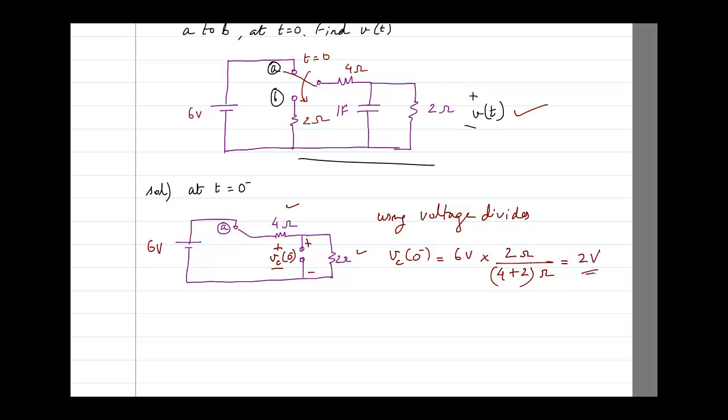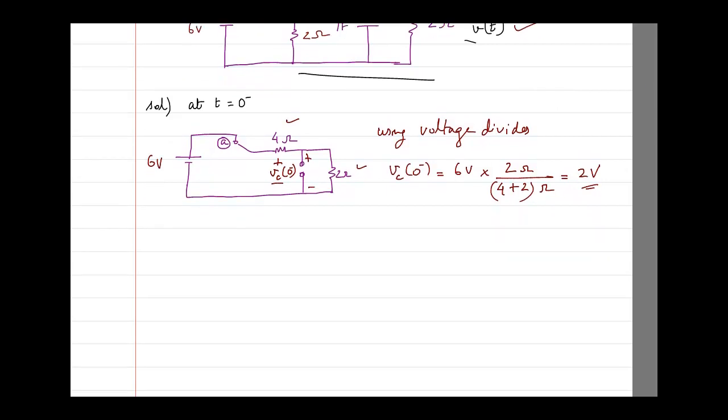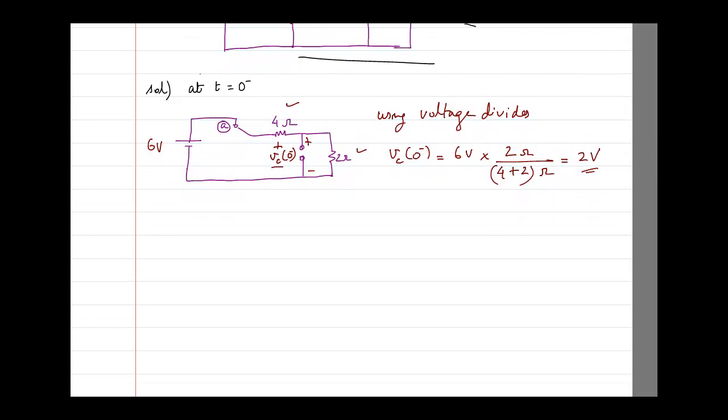So V C of t, the voltage up to which the capacitor is charged, is 2 volt. It will not go beyond that. It cannot charge beyond that. Why? Because the voltage divider itself is such that only 2 volt will appear across the capacitor, and that is the voltage we are having. Okay, so we have found out the initial condition. So this part is over.